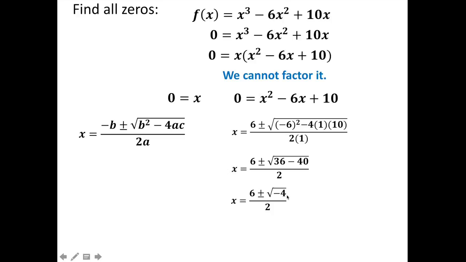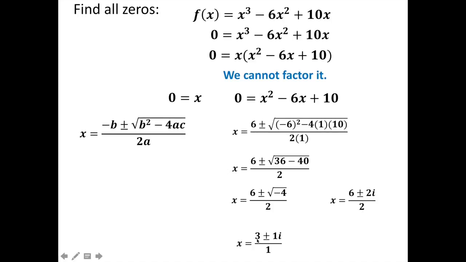Sometimes that can be a little bit scary, but we've already done complex numbers, so we know that this is an imaginary number. The square root of negative 4 is just plain old 2i. So now I've got 6 plus or minus 2i all over 2. In order to reduce this, a 2 will go into all three of these. 3 plus or minus 1i all over 1. Of course, we can't write it over 1. We have to reduce it all the way, so it would be 3 plus or minus 1i.